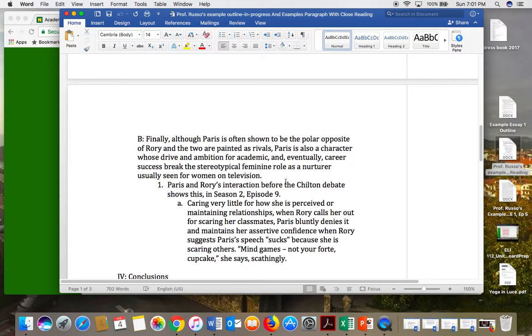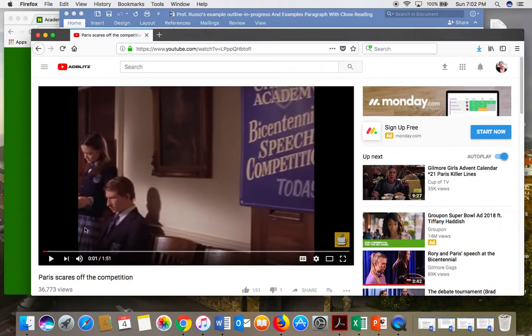If we look at what I have in my outline, I say, finally, although Paris is shown to be the polar opposite of Rory and the two are painted as rivals, Paris is also a character whose drive and ambition for academic and eventually career success breaks the stereotypical feminine role as a nurturer usually seen for women on television. So that's my claim. Now I'm going to show you the evidence I found. Let's take a quick view of this, and you'll be able to see the evidence that I found for Paris here.